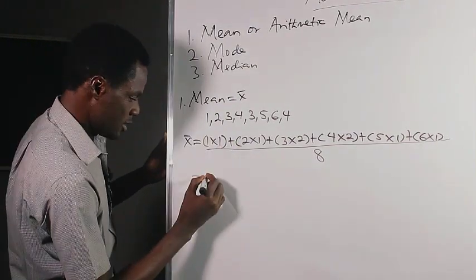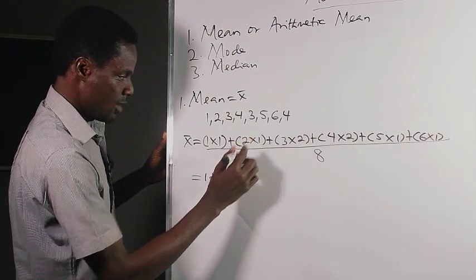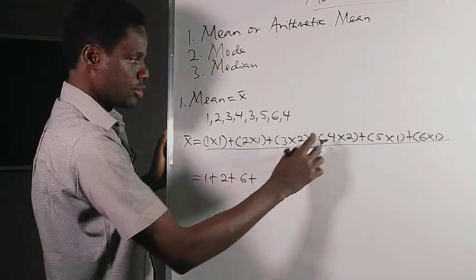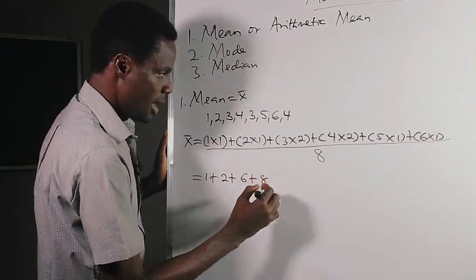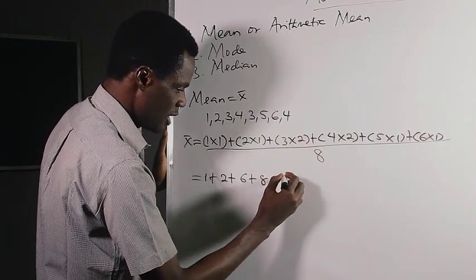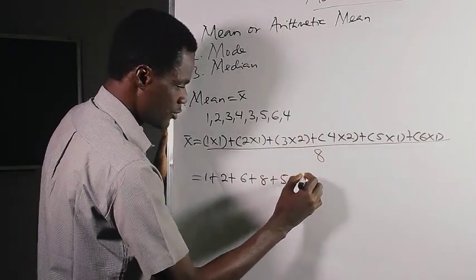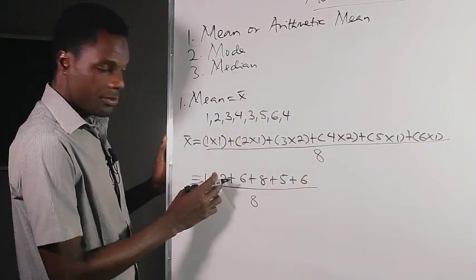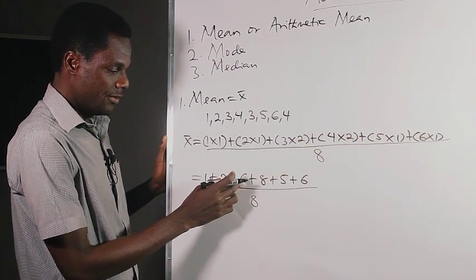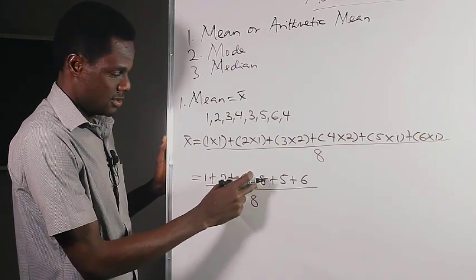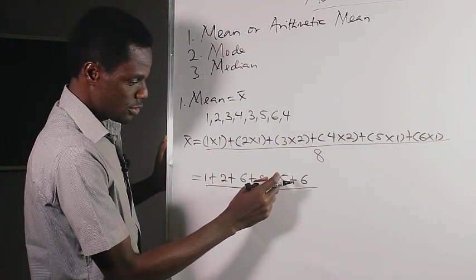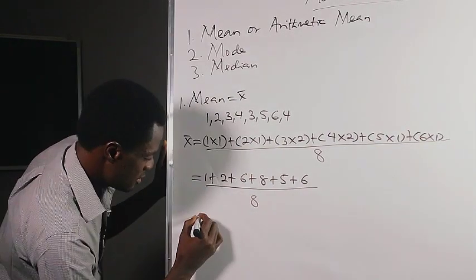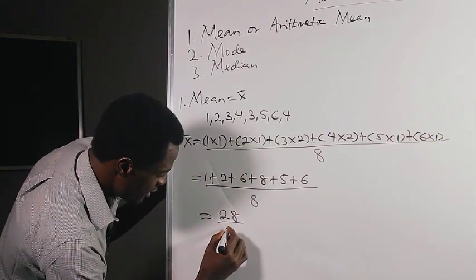So we now say 1 times 1, we have 1 here, plus 2 times 1, 2, plus 3 times 2, 6, plus 4 times 2, 8, plus 5 times 1, 5, plus 6 times 1, 6, all over 8. So 1 plus 2, we have 3. 3 plus 6 is 9. 9 plus 8 is 17. 17 plus 5 is 22. 22 plus 6 is 28. So we have 28 here divided by 8.